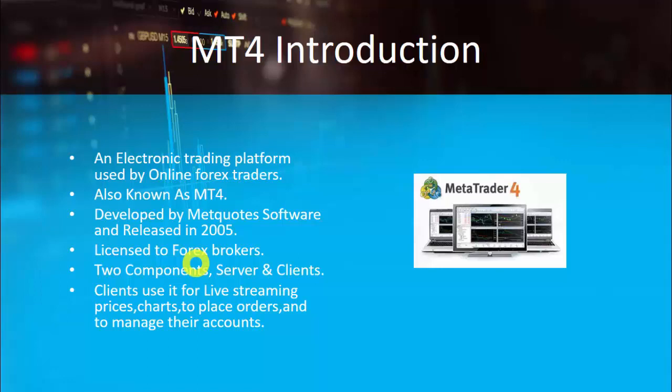This software is also a best platform for technical analysis for the retail traders who enter the forex market. It is best for technical analysis, and the charts which are provided in this software are fully customizable. So that's why it is one of the best platforms for technical analysis, and it also saves a lot of time for all the retail forex traders.